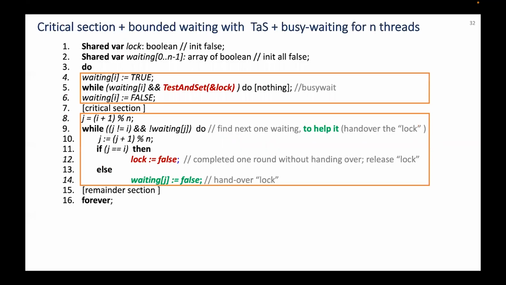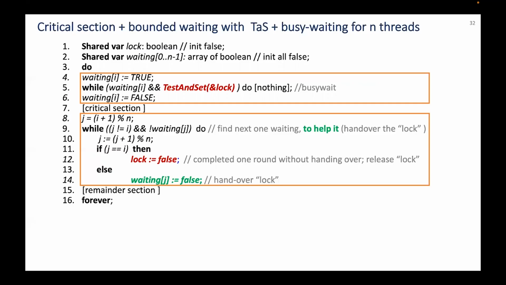If we now go back to the observation about starvation, let's look at an alternative formulation that can help us achieve better fairness. Let's assume the entry and exit sections are as shown in this slide. Besides a shared lock variable initially set to false, we have a shared array of Boolean values called waiting. The array has one Boolean per thread, initially set to false. In its entry section, before entering the while loop, each thread shares its will of entering the critical section by setting its entry in the waiting array to true.